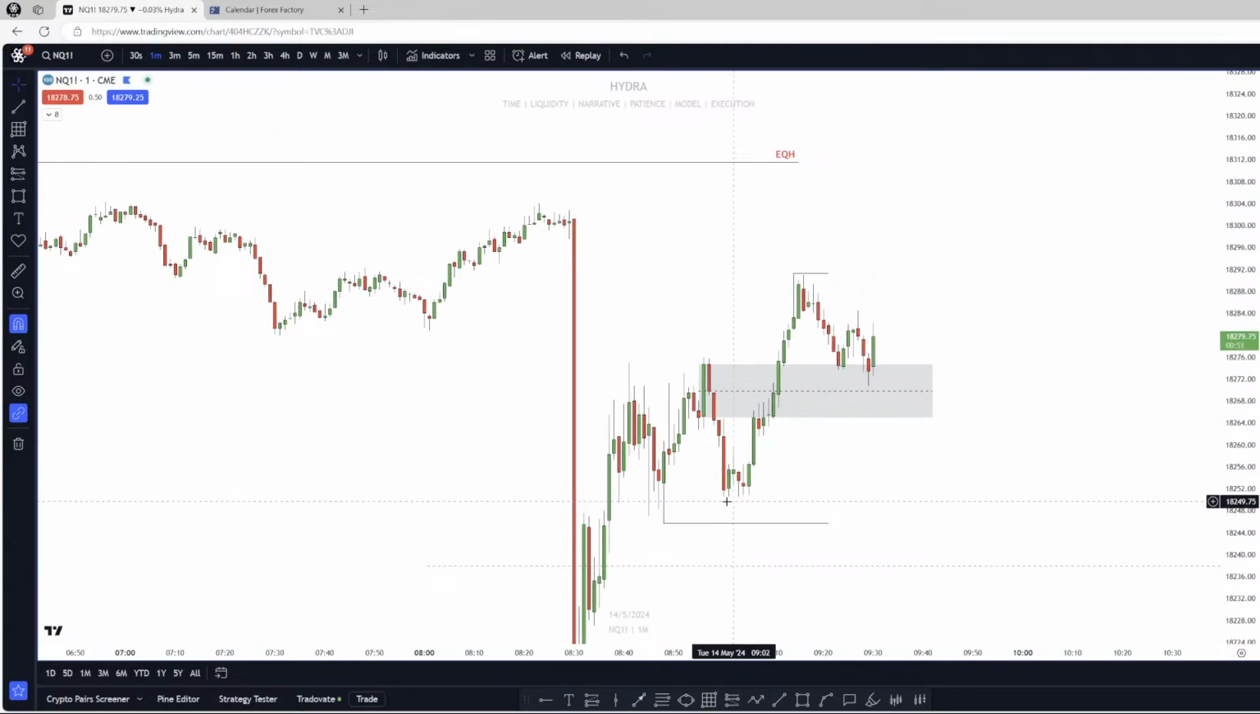So see, we are not coming for these lows. And that's what I told you. If 9:30 is not taking us down here, very likely we're gonna do it at news.